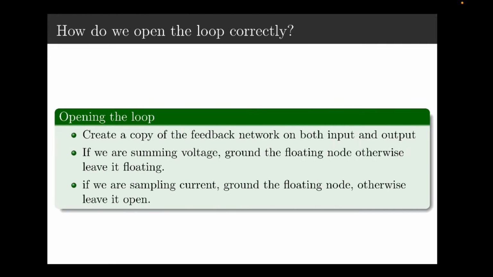Okay, we got that. Now, I did mention that I'd suggest a different method of opening the loop than what's been suggested in the lectures. What we're going to do is create a copy of the feedback network on both input and output. It might be a bit hard to see now, but you'll have a floating node. And what do we do with a floating node? If we're summing the voltage, we ground this floating node. Otherwise, we'll just leave it open. If we're sampling current, we'll ground it. Otherwise, we'll leave it open.